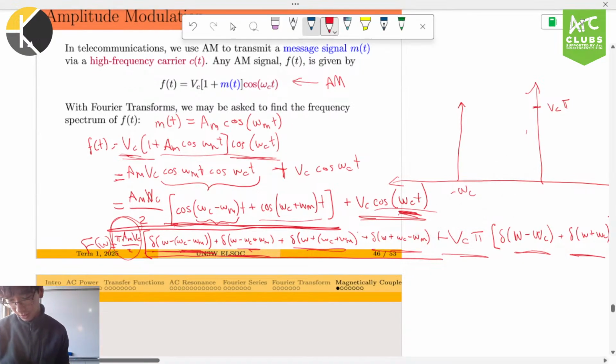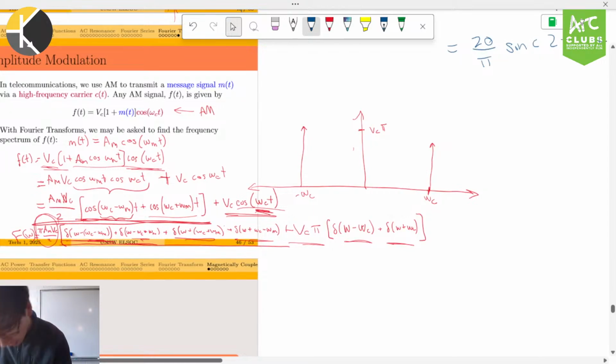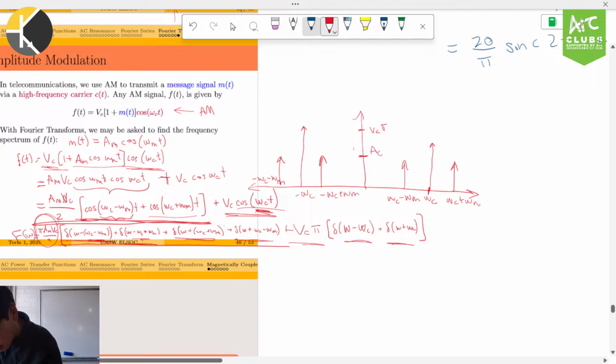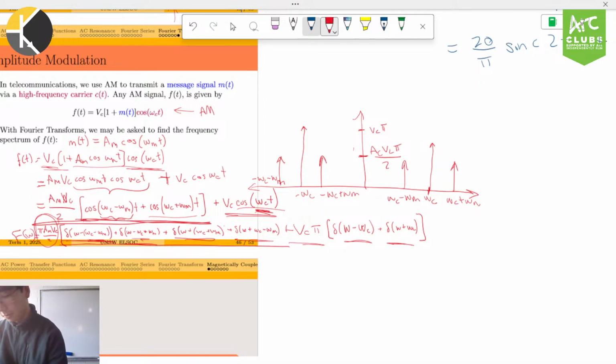So drawing that in, we have 2 smaller peaks either side, and this is just going to be omega c plus omega m, omega c minus omega m. Same with here, we have omega c plus omega m, and we have omega c minus omega m. And that has a magnitude of AC Vc pi on 2. Cool. So this is our amplitude spectrum.